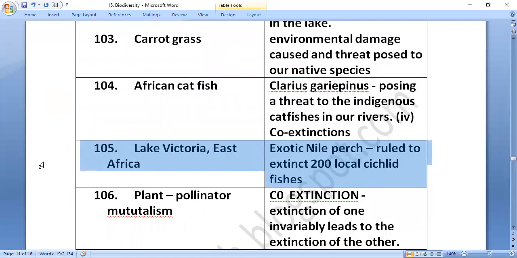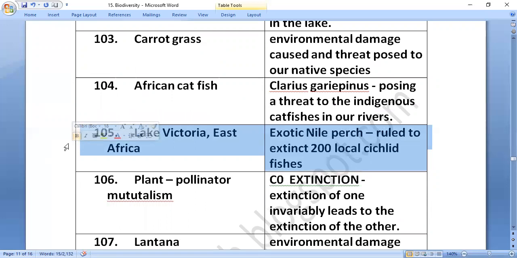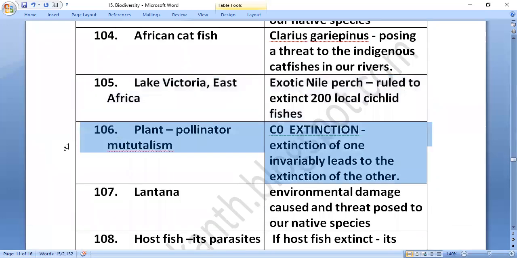Lake Victoria, East Africa: what happened there? The exotic Nile perch came and led to the extinction of 200 local cichlid fishes.